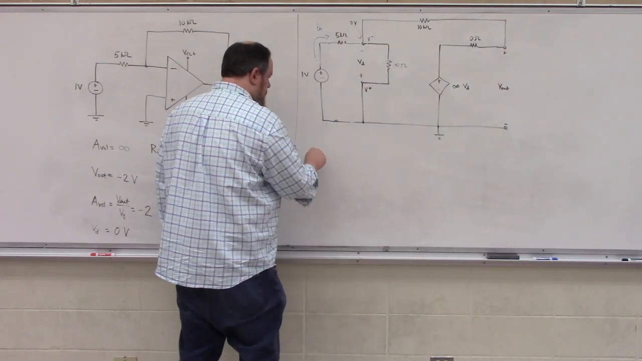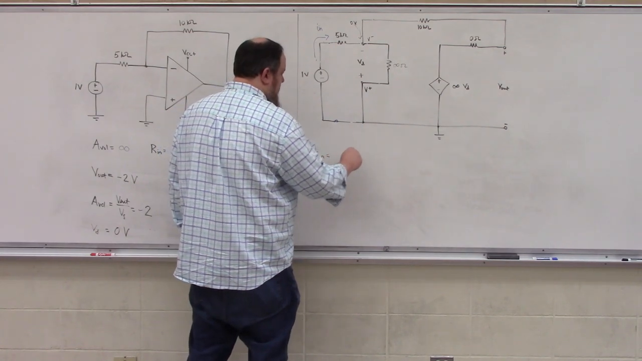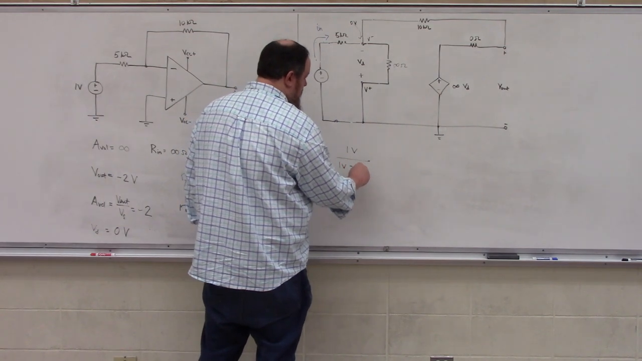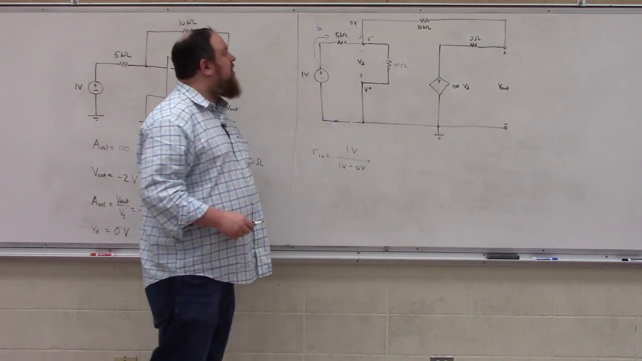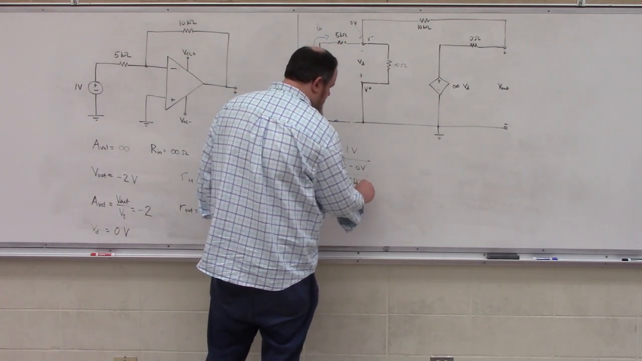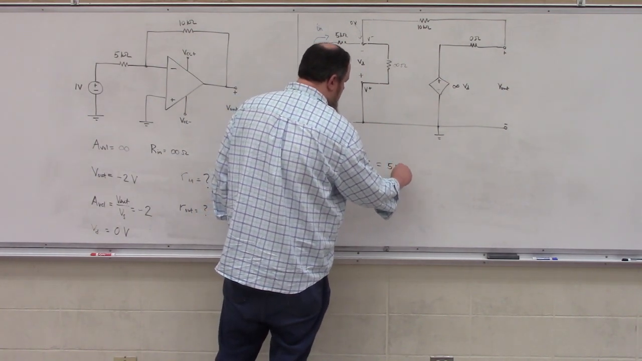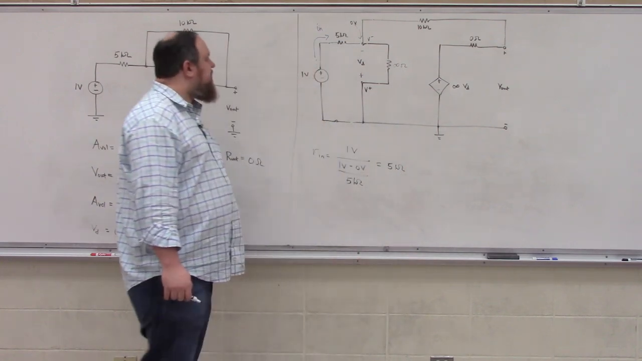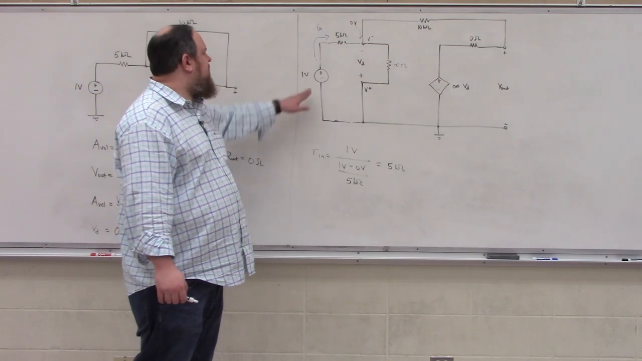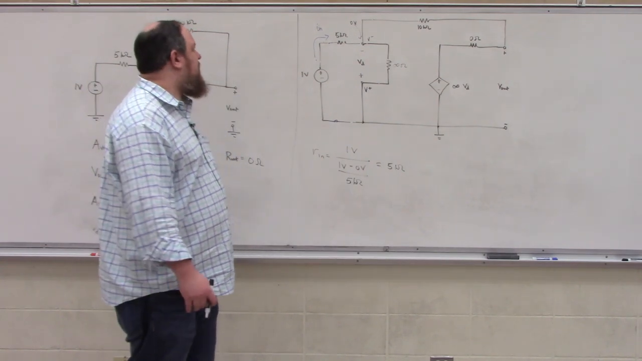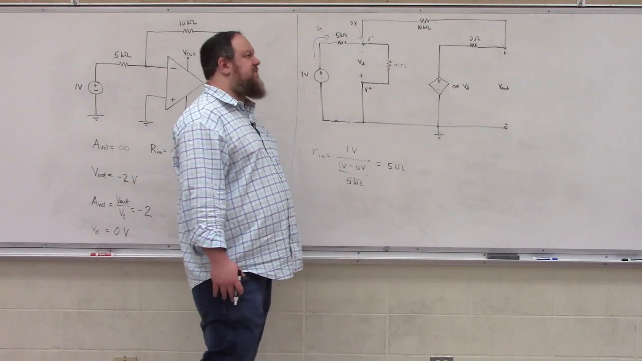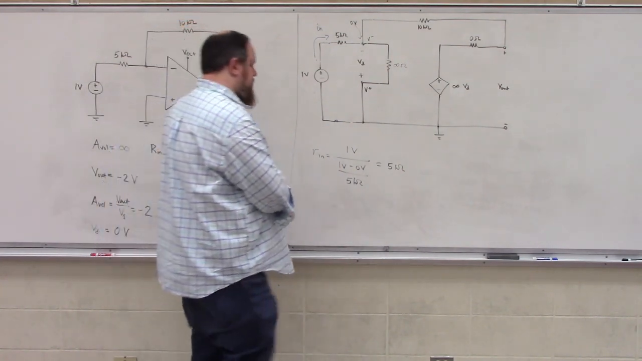Well, RN is then 1 volt divided by 1 volt minus 0 volts, because V minus is 0, divided by 5 kilo ohms, which is simply 5 kilo ohms. So the input resistance seen by the voltage source when we're looking at an ideal operational amplifier is simply the resistor that's actually connected to the voltage source.